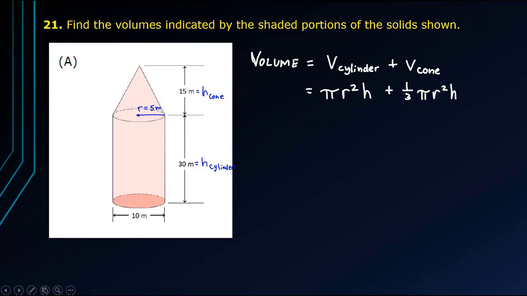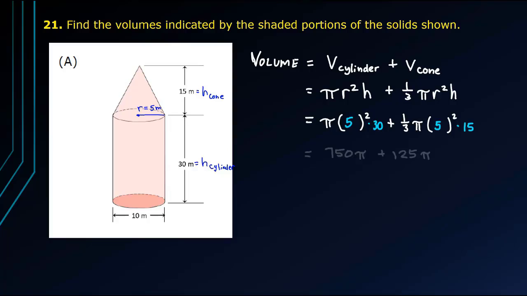So putting the right numbers in here based off of what we found out in this figure, I end up with 750 pi plus 125 pi, which is 875 pi cubic meters, and that's approximately 2,748.9 cubic meters.